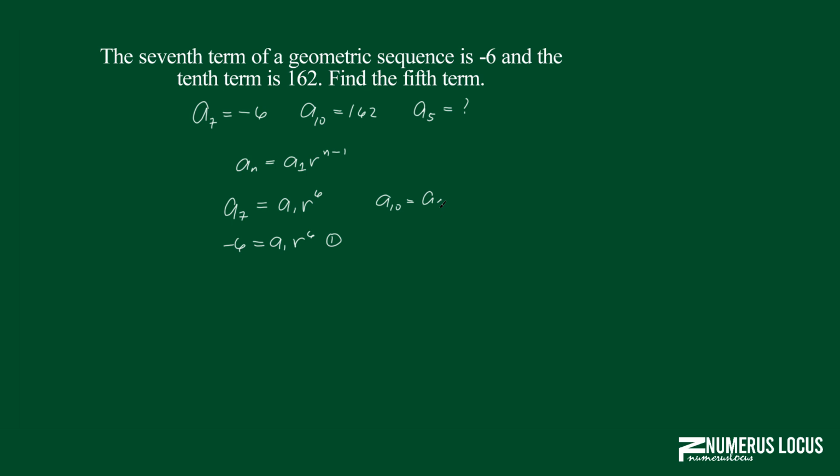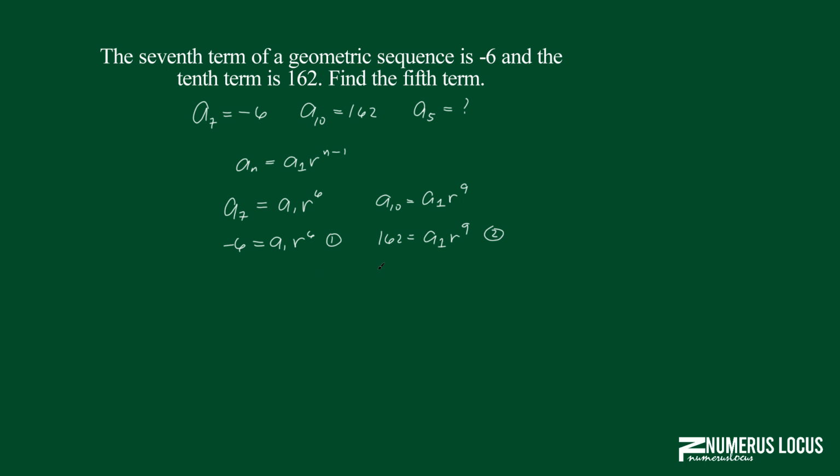Likewise, we can also rewrite a sub 10 as a sub 1 times the ratio raised to 10 minus 1, which is raised to 9. And a sub 10 is 162, so 162 equals a sub 1 r raised to 9. We can work with these two equations as a system of nonlinear equations. You can recall your system of nonlinear equations.